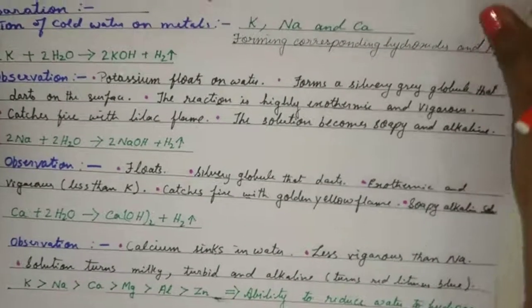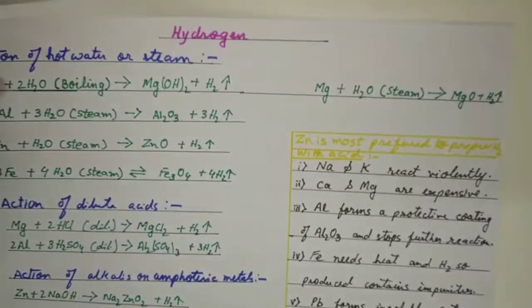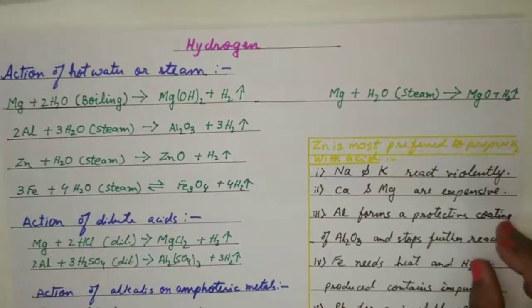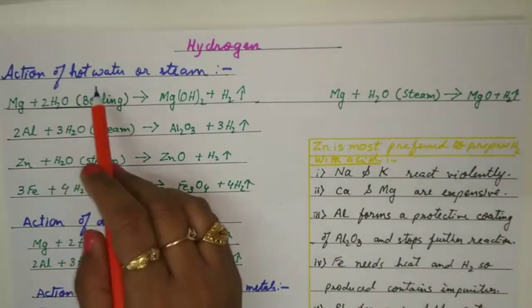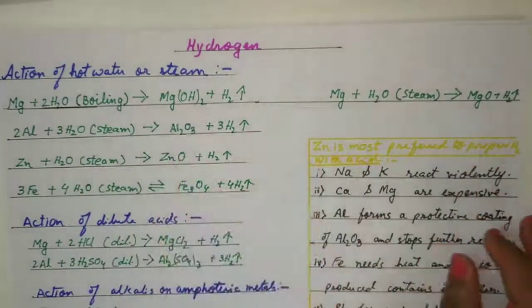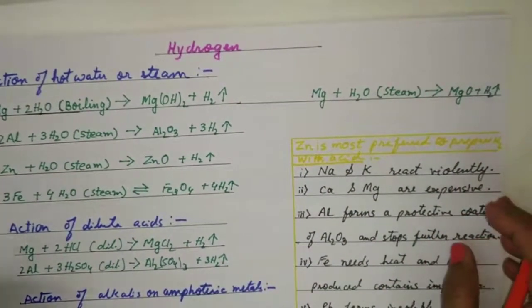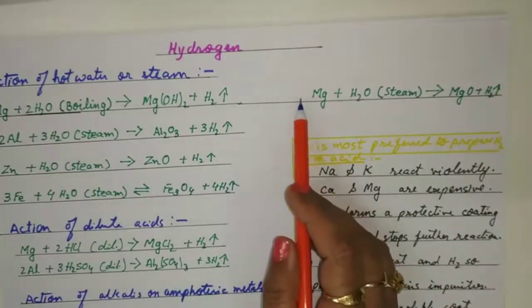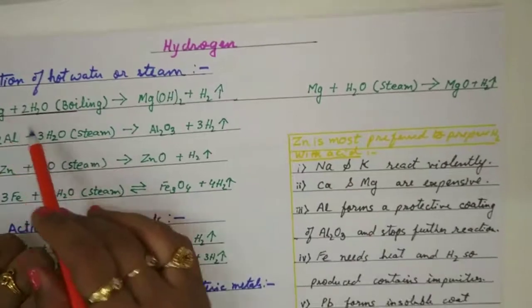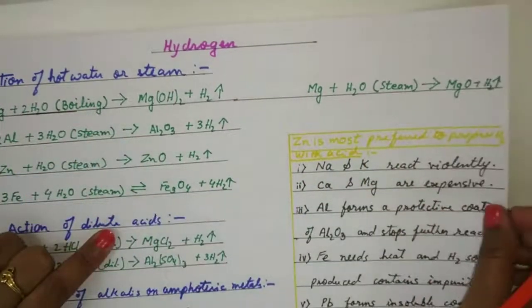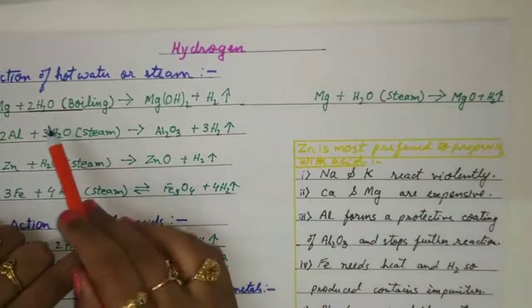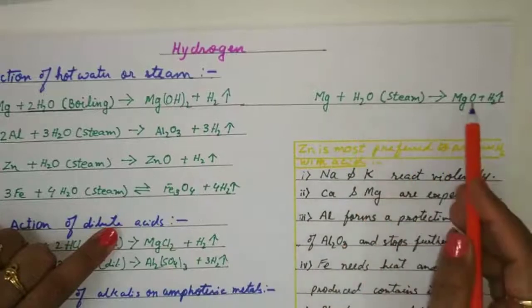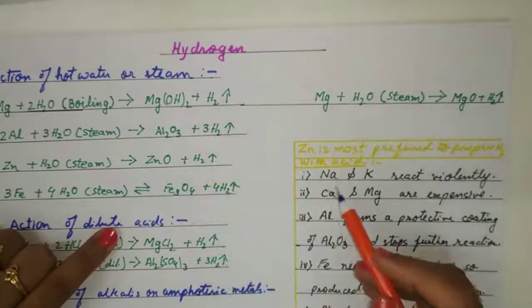Now the next type of reaction, a way to prepare hydrogen: action of hot water and steam. Now cold water we did with the three, that is potassium, sodium and calcium. Now we come to the hot water. Here there is only one exception, magnesium, which will react with both steam as well as boiling water. How do you identify? When it is with boiling water, you get magnesium hydroxide. With steam, you will get oxide, and hydrogen of course is released.